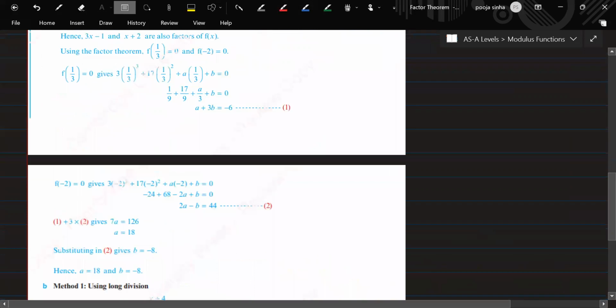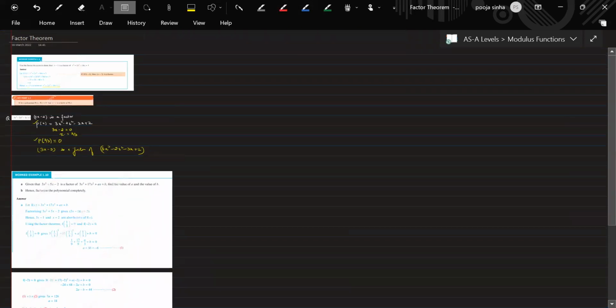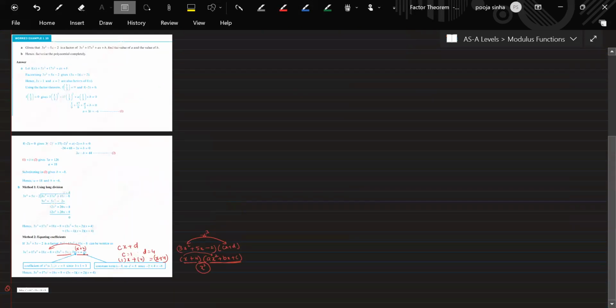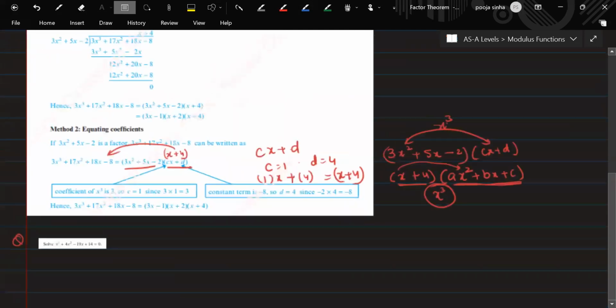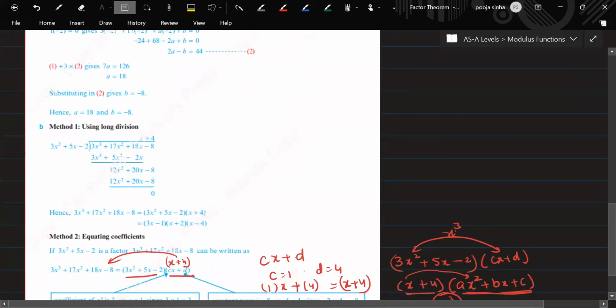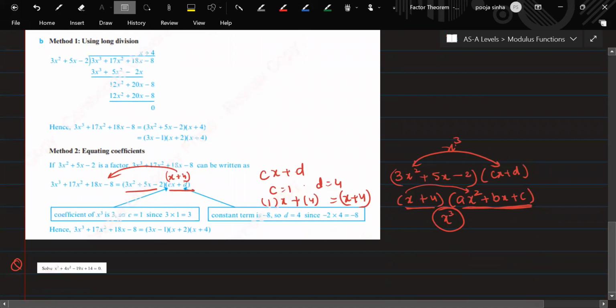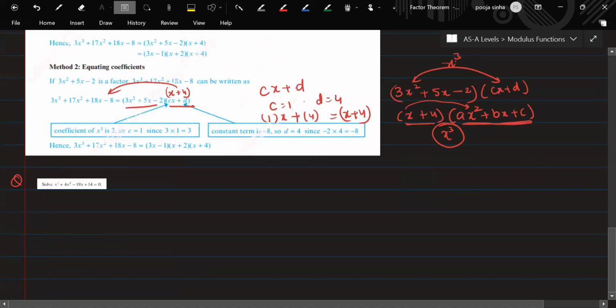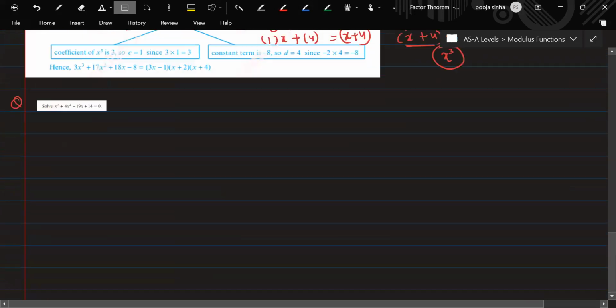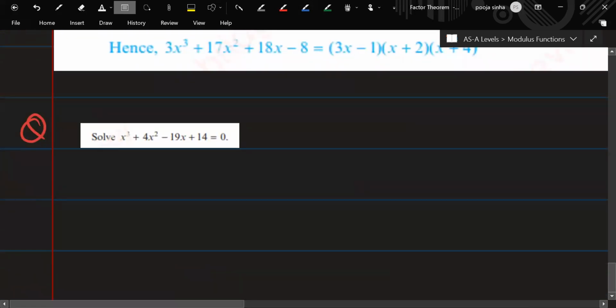Okay, how many types did we see till now? एक हो गया जहां पर हम straight away factor theorem लगा रहे हैं. दूसरा type हमने क्या देखा? Where either your long division method, one factor is given, you're doing long division to find out the other factor, or doing the equating coefficients method. तीसरा type ऐसा है जहां पर you're solving this, ऐसा कोई equation दिया, they're asking you to find the answer.